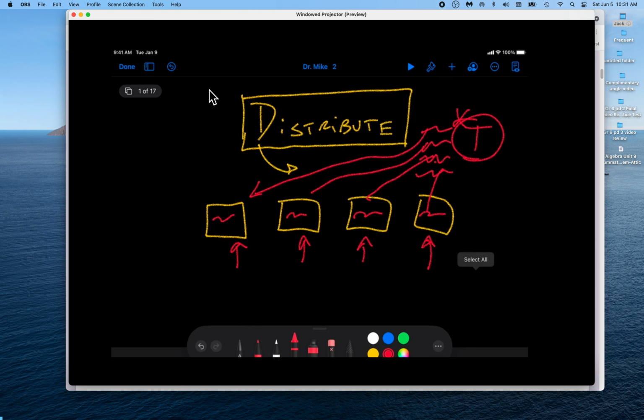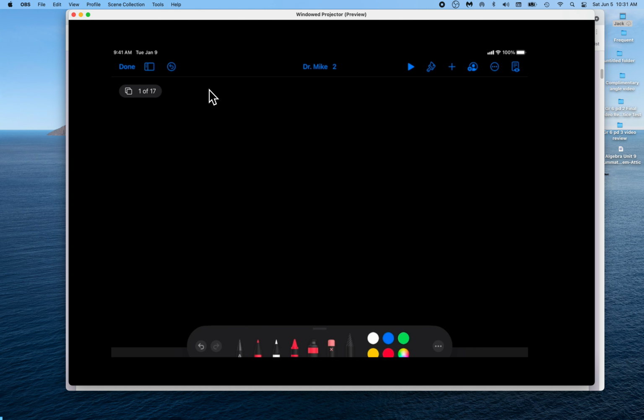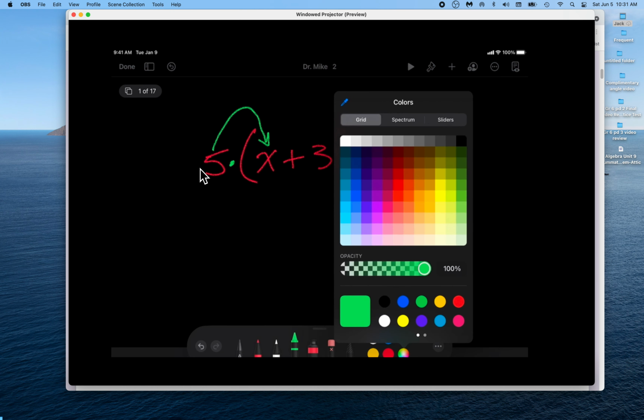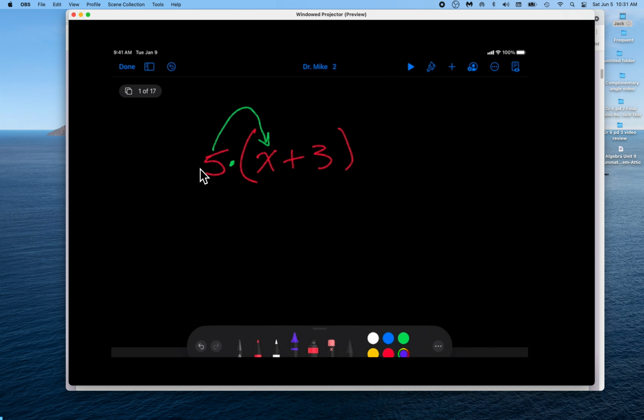Okay, so what does distribute mean in the math context? Distribute in the math context specifically means when you have a constant out front and you have parentheses. So now the influence of this multiplication by 5 is going to be distributed to not one student in the class, but all the students in this class. It is just like a teacher passing out a piece of paper to each of these students.